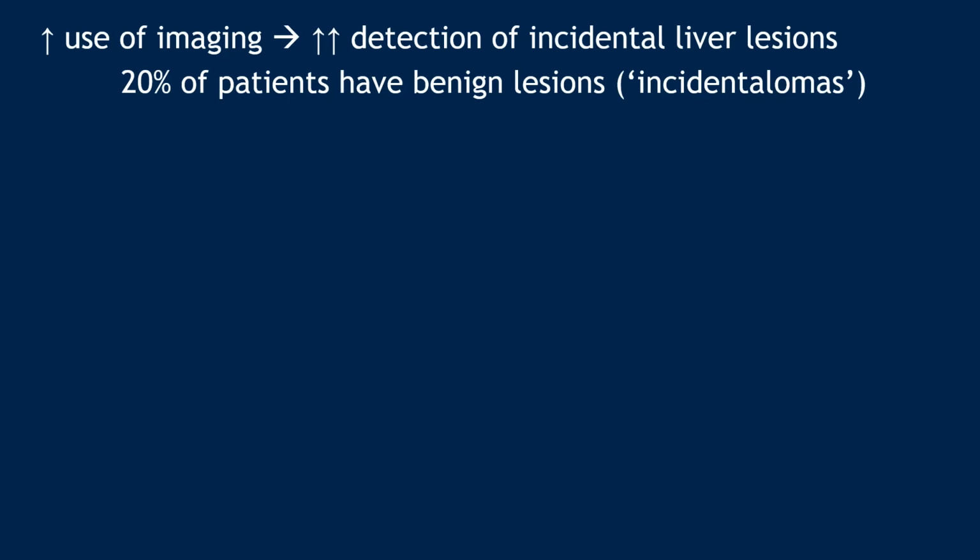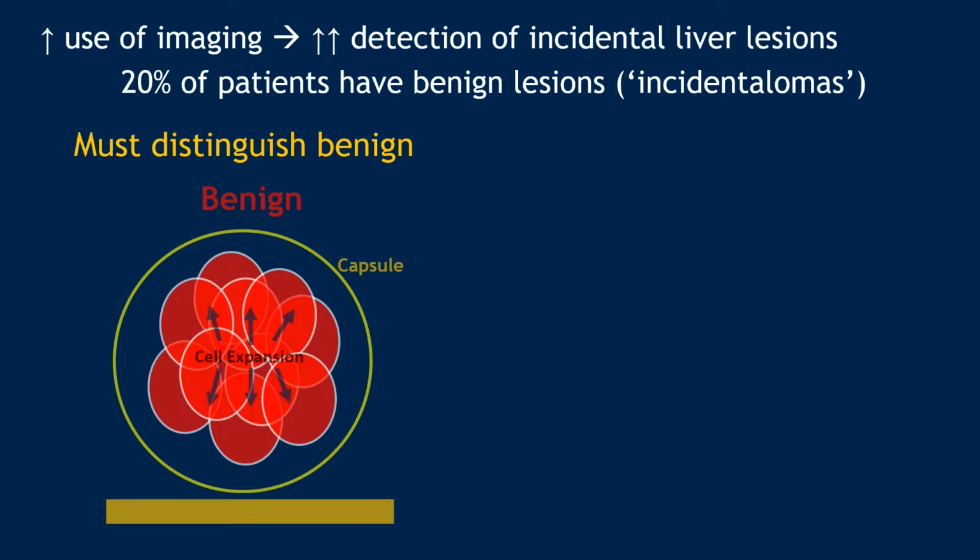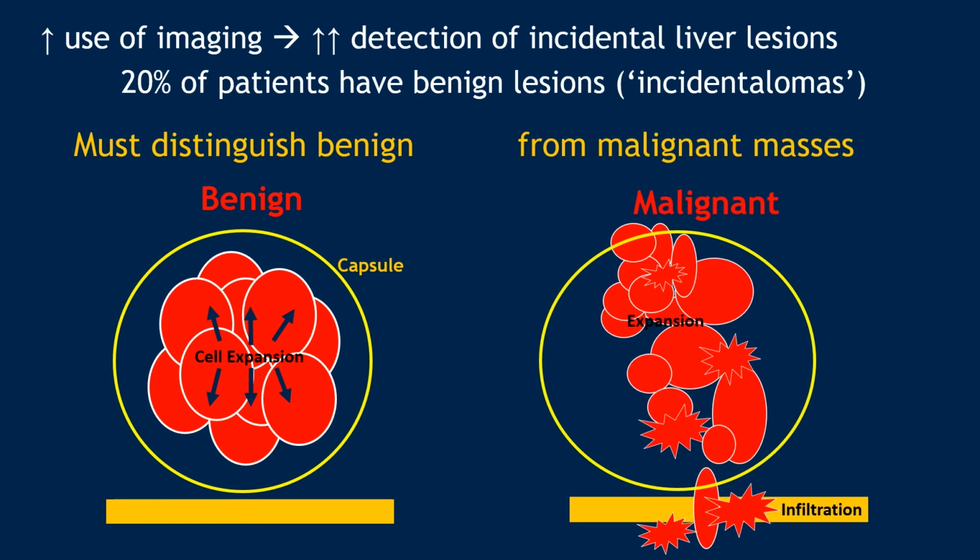So we know that we have an increased use of imaging. Patients come to the ER with abdominal pain or in the outpatient setting, and we're always getting ultrasound, CTs, and MRIs on these patients. This is resulting in increased detection of incidental liver lesions. In fact, 20% of patients have benign lesions, or incidentalomas. It's important for us to distinguish benign lesions from malignant masses.